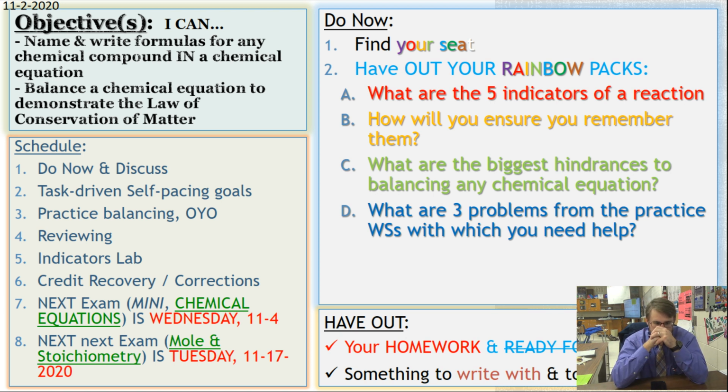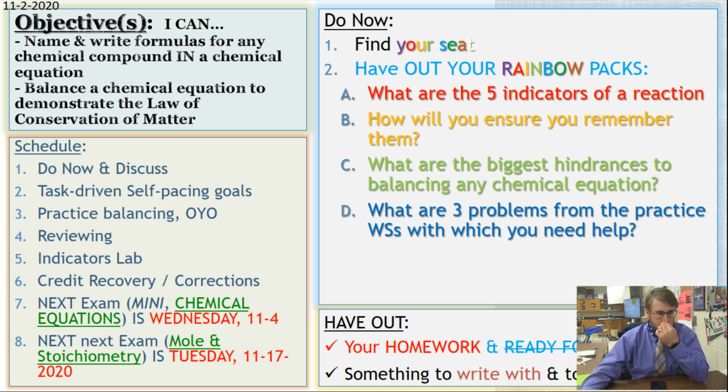Those were our biggest hindrances, other than the skill itself for this unit, which is how do I know what coefficient to put? Well, that's the skill of this unit: you put the coefficient that helps to balance. So I feel like that's kind of redundant.